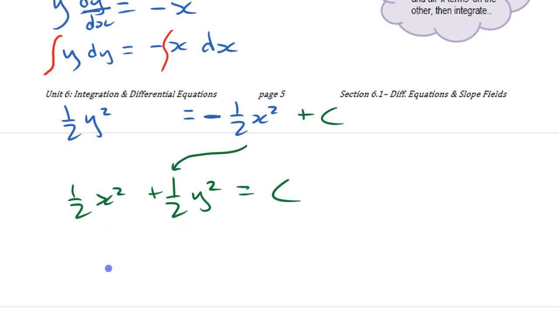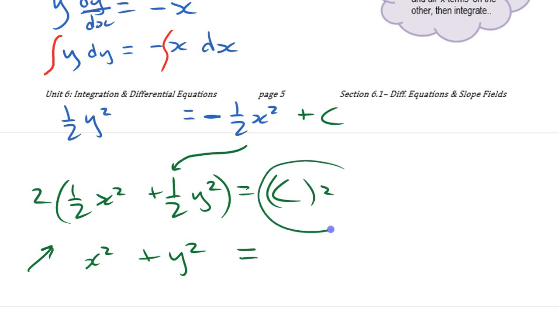And just to simplify it here, since this could be any number you want anyways, and these both have a half here, what if I times everything by 2? What would I get? On this side, I would get it a lot simpler, right? I would have x squared plus y squared equals... Now, this thing, any number times 2 is still just any number, so I'm going to leave it as this.